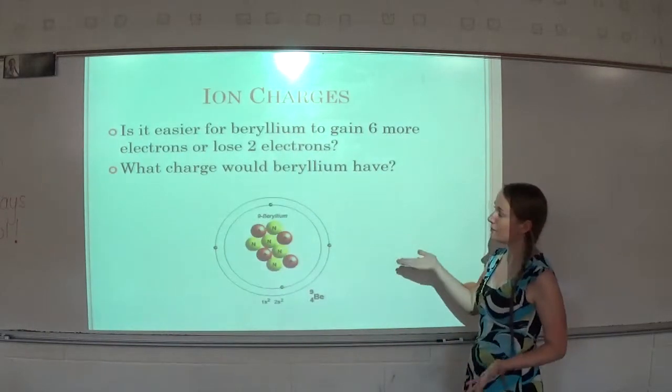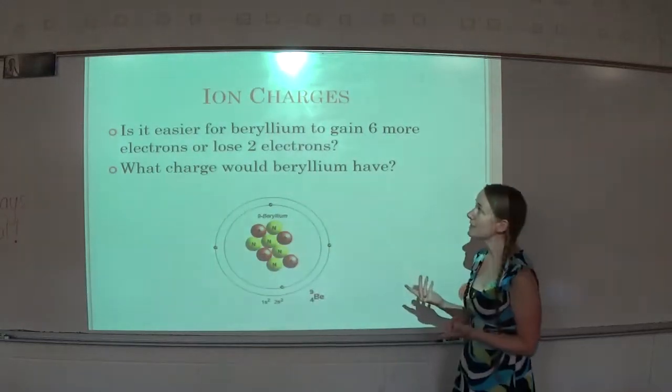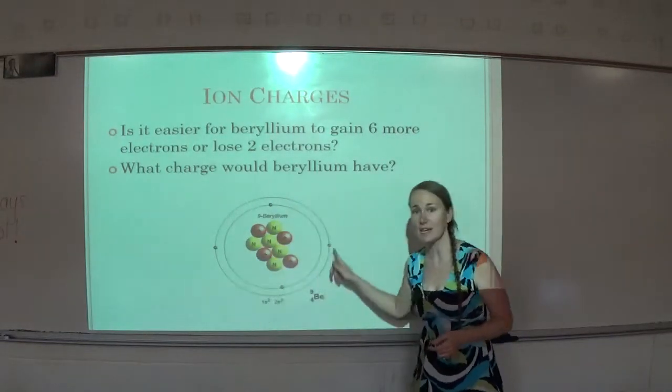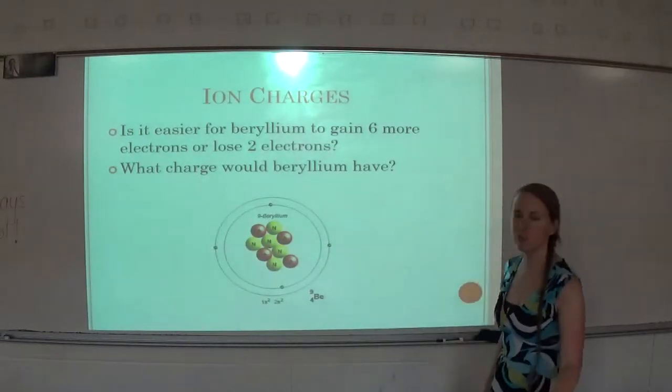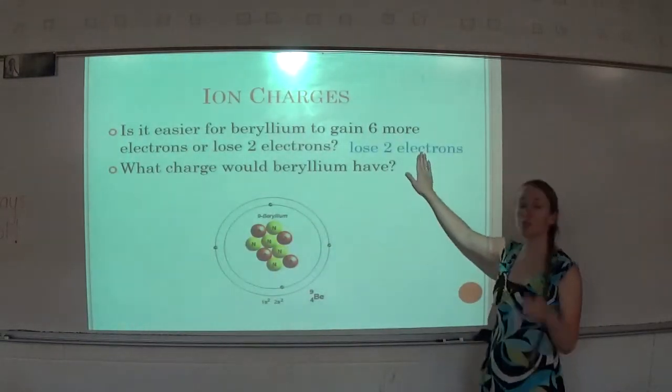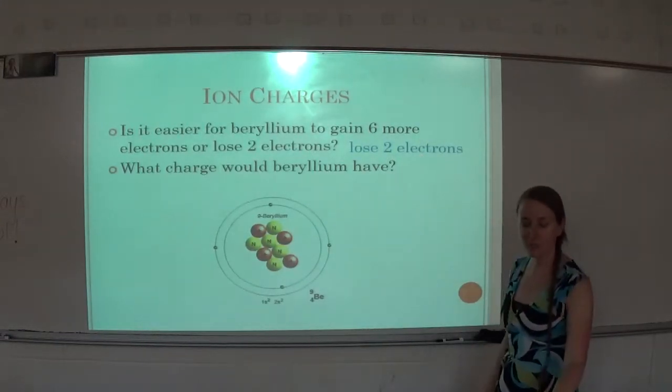So we have beryllium. So beryllium has 2 valence electrons right now. So is it easier for it to gain 6 more to make 8 or to lose 2 electrons? Well, obviously it's easier just to lose the 2. So it's going to lose 2 negatives. So what charge would it have? Well, that would mean it would have a positive 2 charge.